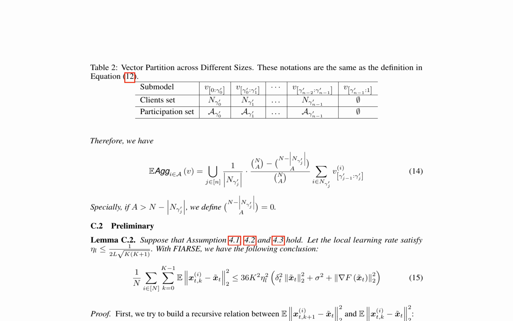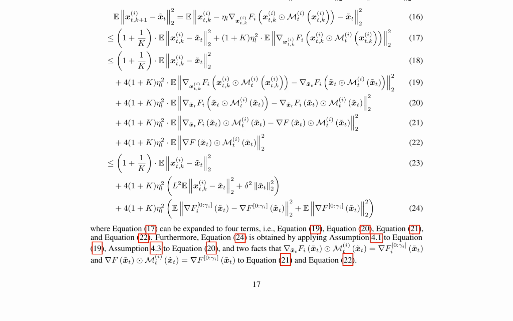Preliminary lemma C.2 establishes an upper bound for the expected squared difference between the local model and the global model, assuming assumptions 4.1, 4.2, and 4.3 hold, and the local learning rate satisfies a certain condition. The bound is derived by recursively applying inequalities 16 to 24, which involve the gradient of the local model and the global model. The authors then derive a series of inequalities, 25 to 30, to establish an upper bound for the expected squared difference between the local model and the global model, which is a function of the local learning rate, the number of clients, and the norm of the global model.